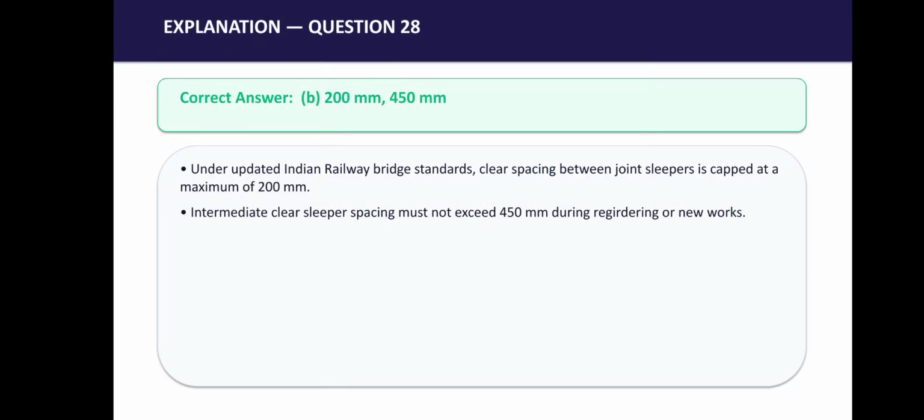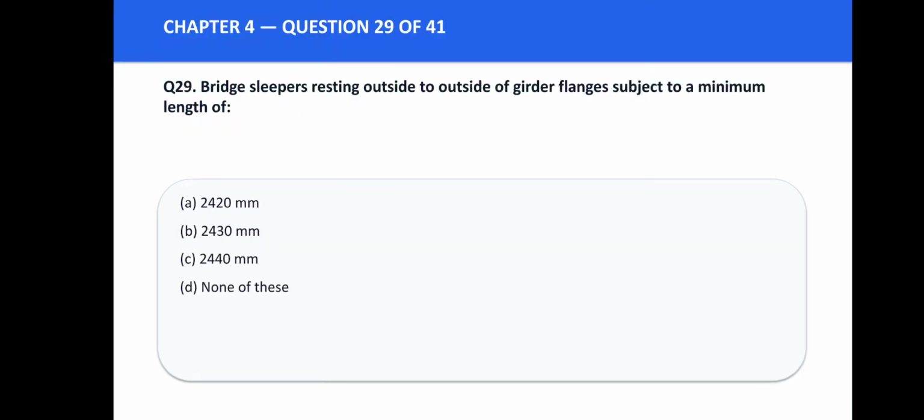Question 29. Bridge sleepers resting outside to outside of girder flanges are subject to a minimum length of what? Option A, 2420 millimeters.